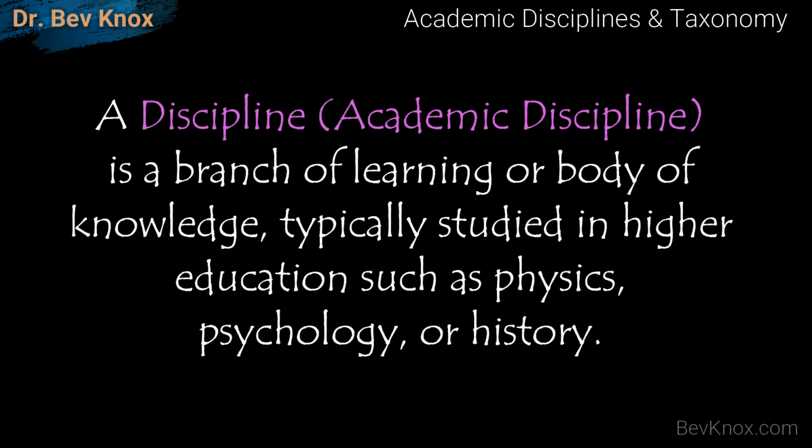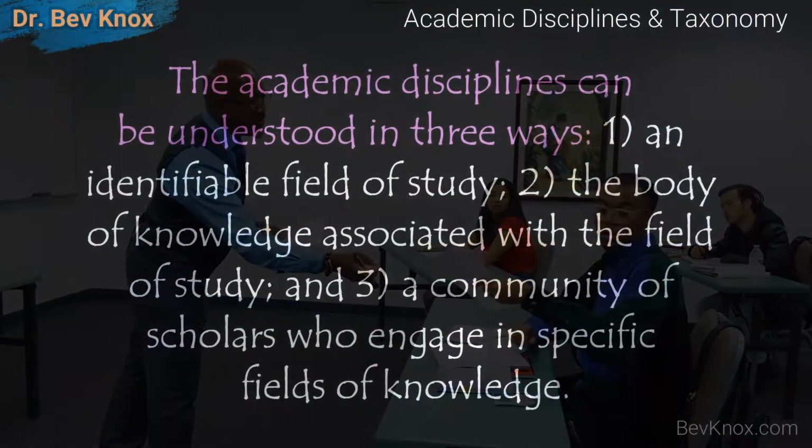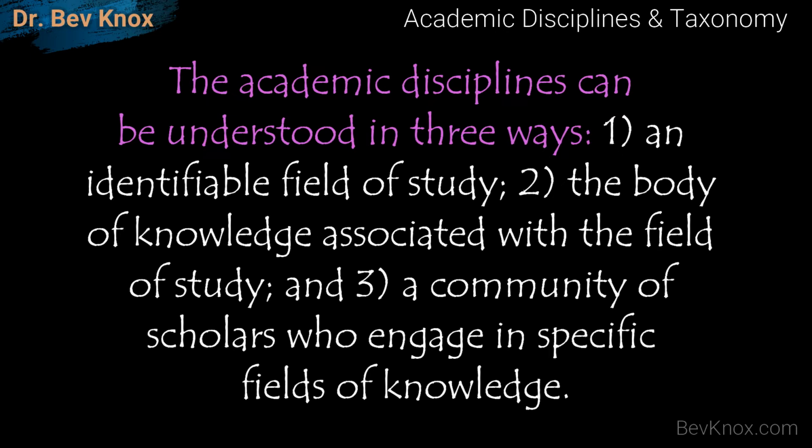So again, a discipline or academic discipline is a branch of learning or body of knowledge typically studied in higher education, such as physics, psychology, or history. The academic disciplines can be understood in three ways. First, an identifiable field of study. Second, the body of knowledge associated with the field of study. And third, a community of scholars who engage in specific fields of study.